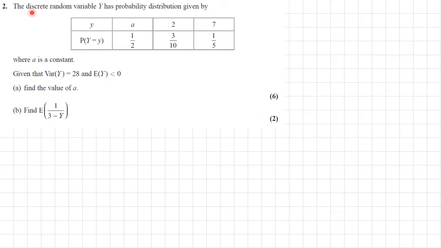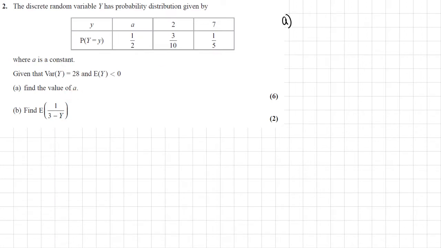Question 2. The discrete random variable y has probability distribution given by, and we have y here where it can take values of a, 2 and 7, and the probability of y is 1/2, 3/10 and 1/5, where a is a constant here. Given that the variance of y is 2.8 and the mean of y, E(y), is less than 0, in part A we need to find the value of a.